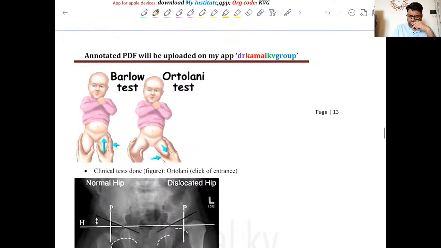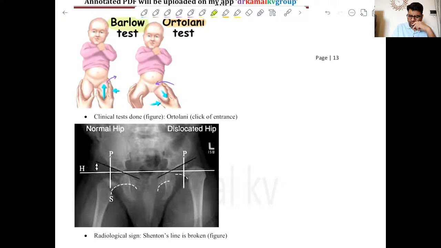Now we can do two clinical tests. One is Barlow and another is Ortolani. In Barlow, we try to displace the head of femur out of the acetabulum, and in Ortolani, we try to bring it back into the acetabulum, and we feel a click of entrance or exit.